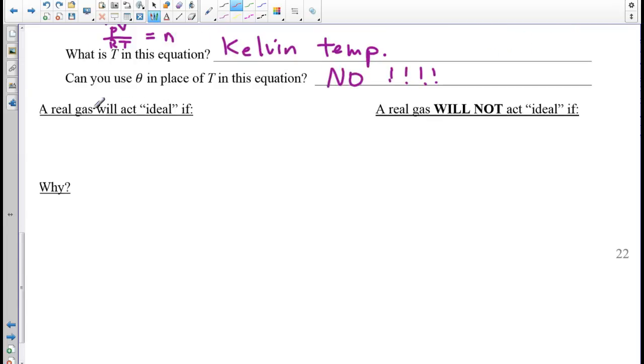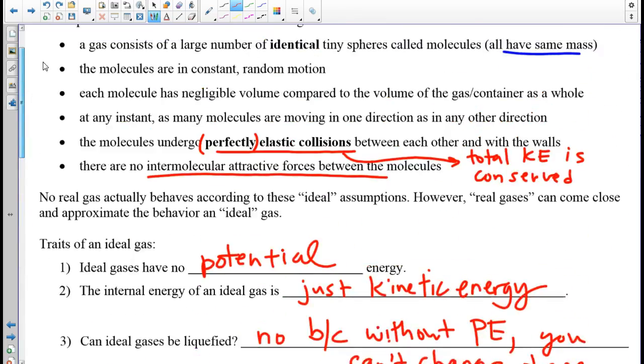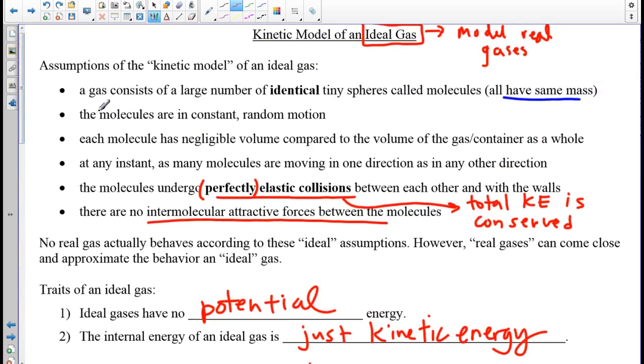So when will a gas act ideal? One of the assumptions we mentioned is that each molecule has a negligible volume compared to the whole container. So if you add up all of those negligible volumes and you divide by the volume of the entire container, this value should be relatively low. The volume should be big compared to how many moles you have. In other words, the molar density is low.